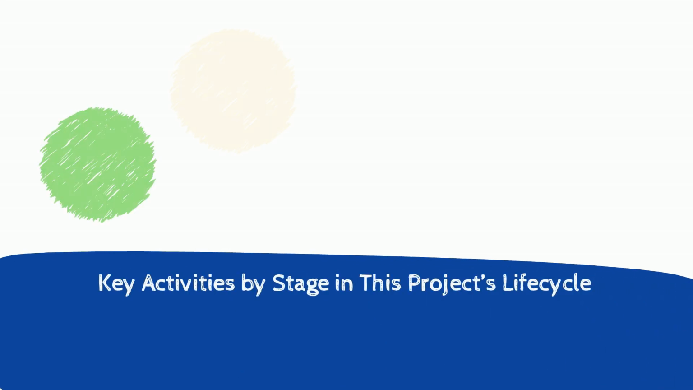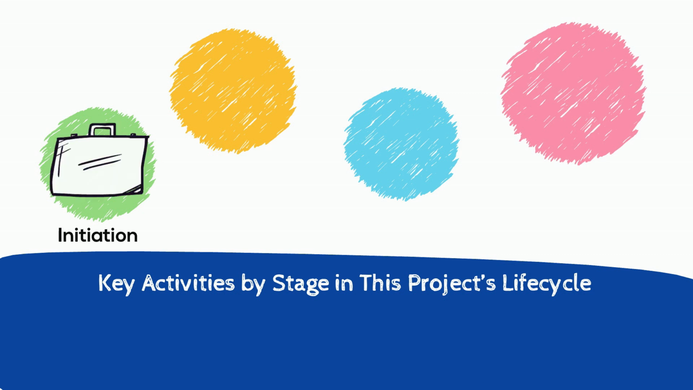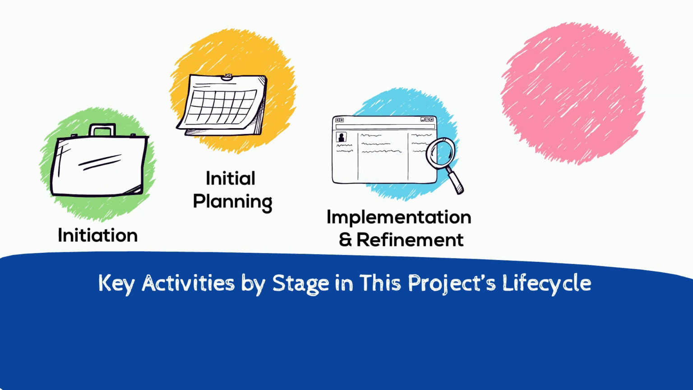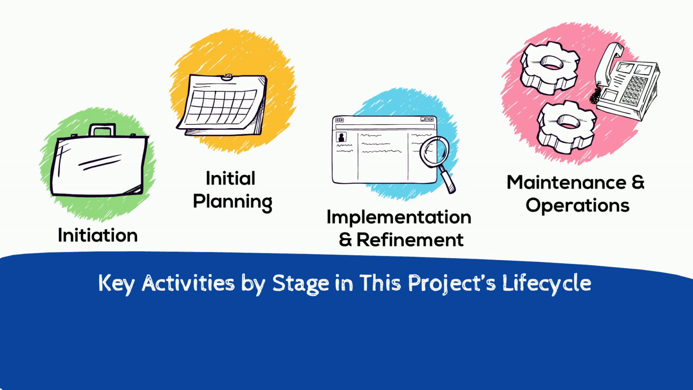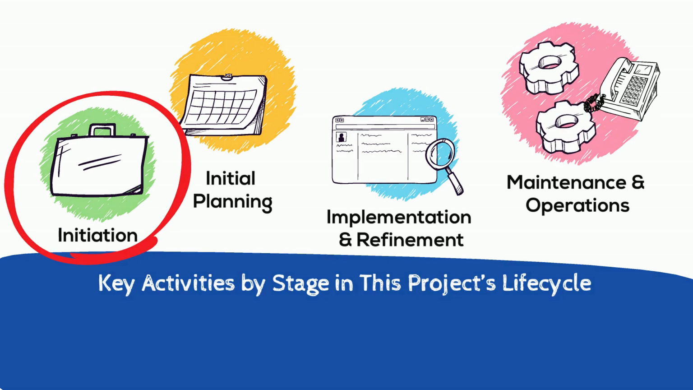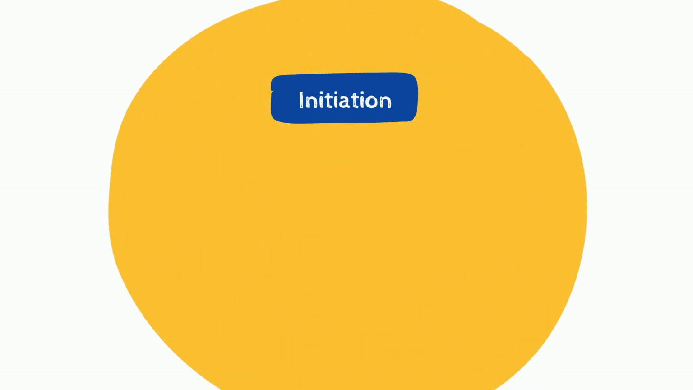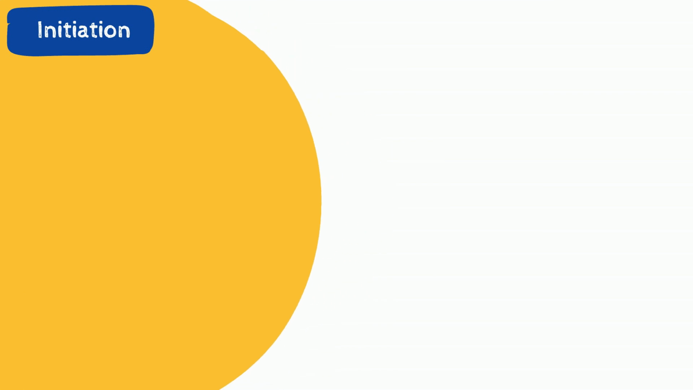In this project, we have different stages. By stages, we mean distinct sets of activities, which include initiation, initial planning, implementation and refinement, and finally, maintenance and operations. Let's begin with activities that take place during initiation. The initiation stage, which is now complete, is where our journey began. It laid the foundation for the case management system project.